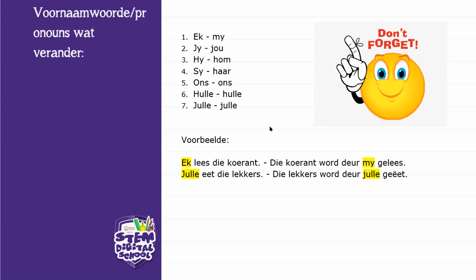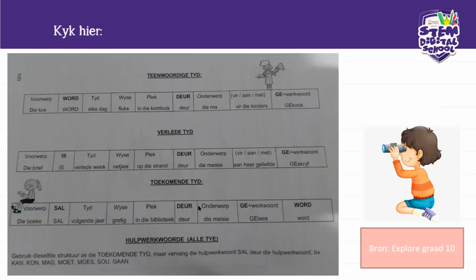Okay. All right, guys, then we can go on. Now, this I got from a grade 10 book, and I want you all just to relax here. Don't worry, because I say a grade 10 book, it is the same with you guys. It's the same in grade 8 as well. The reason I took this is because it explains it very nicely to us. So remember, we get 3 tenses: teenwoordige tyd, which is referring to the present, the verlede tyd, which is referring to the past tense, and the toekomende tyd, which is referring to the future tense.